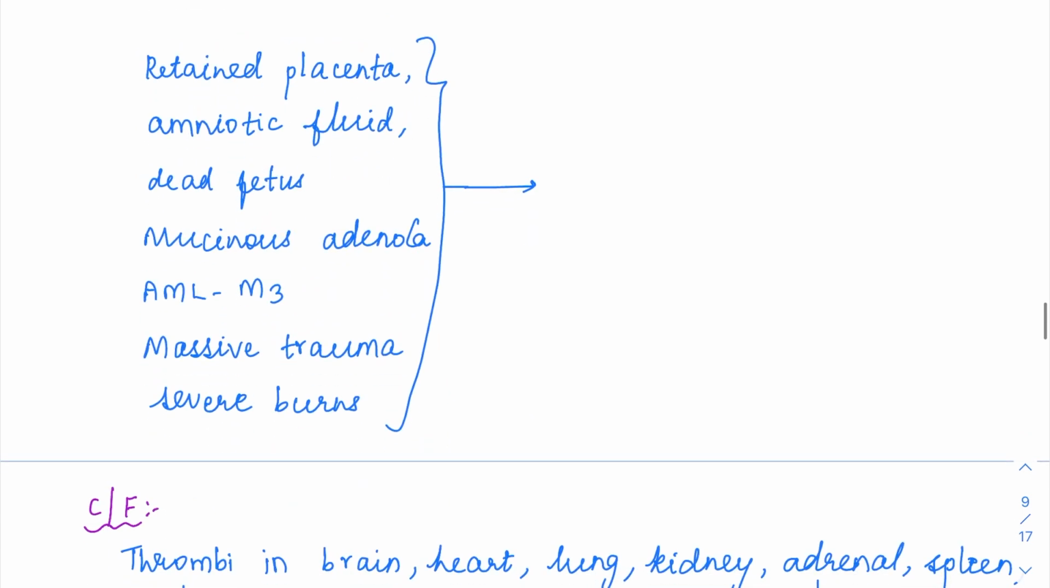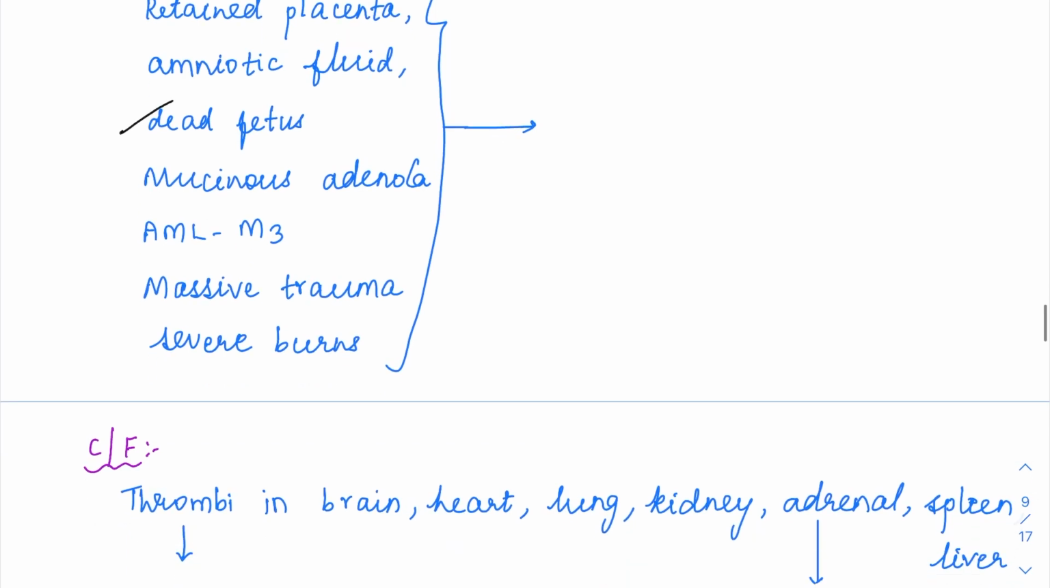Then other examples are retained placenta. Usually you see a DIC in a septicemic patient or in an obstetrics and gynecology patient. When the mother has delivered a baby, suddenly amniotic fluid can cause this DIC: amniotic fluid, or a retained placenta, or a dead fetus. That again can stimulate the DIC. These are all going to act as procoagulants and activate thrombus formation.